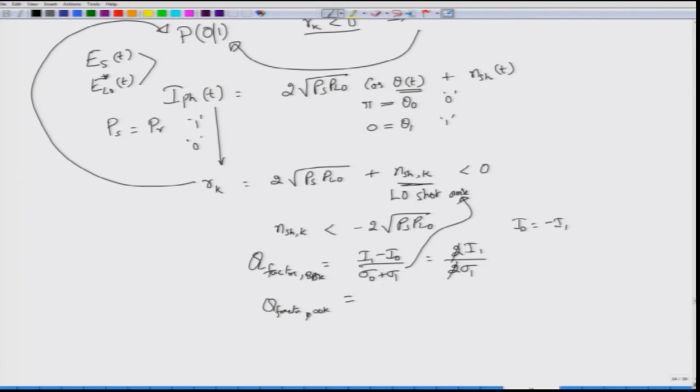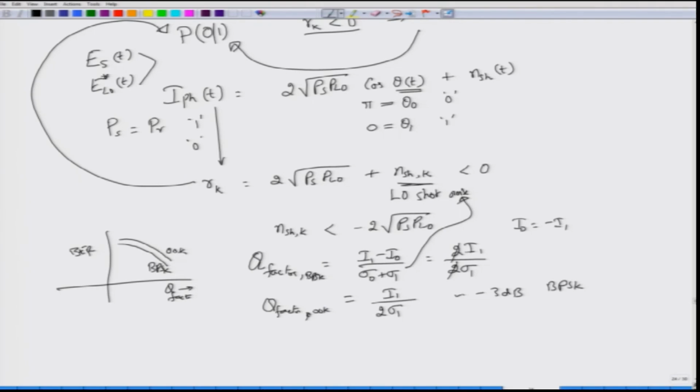With the on off keying, I0 was 0, sigma 0 was approximately sigma 1, and the Q factor would have been I1 divided by 2 sigma 1. So, you can already see that on off keying is minus 3 dB worse compared to the BPSK system. So, if you look at the Q factor versus the bit error rate, you will see that as the Q factor increases, the bit error rate drops. The first thing would be the highest sensitivity would be for BPSK, then you get a sensitivity which is 3 dB degraded for the on off keying.